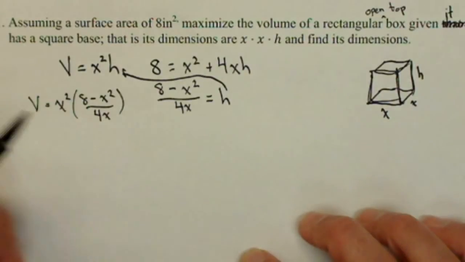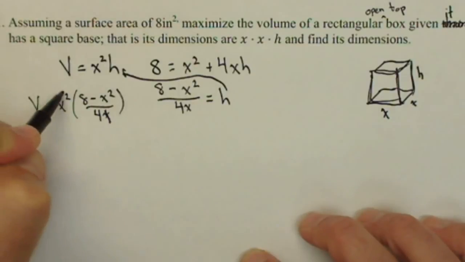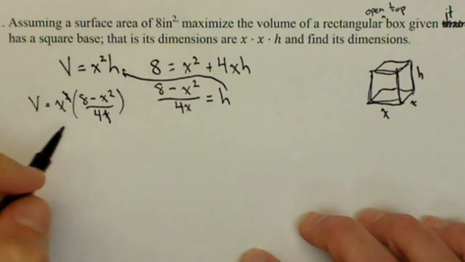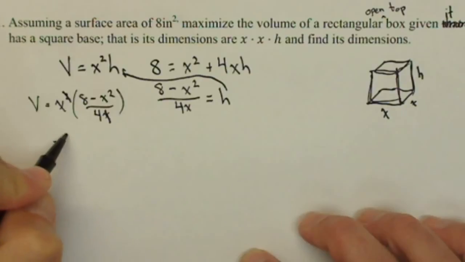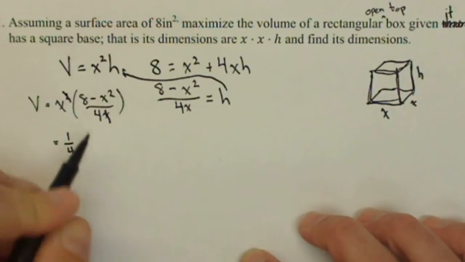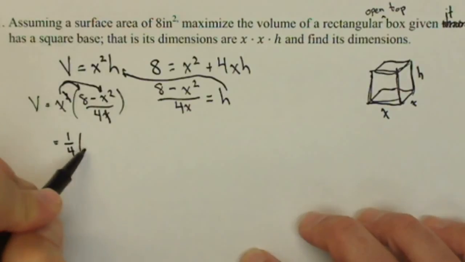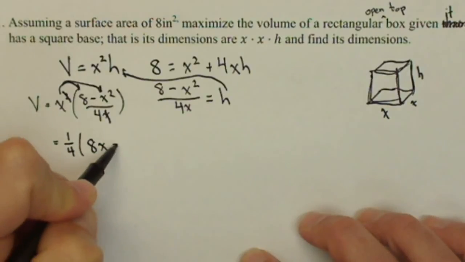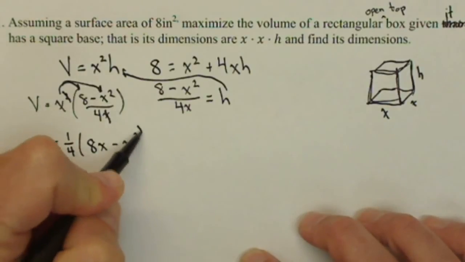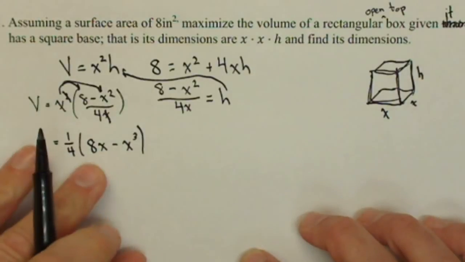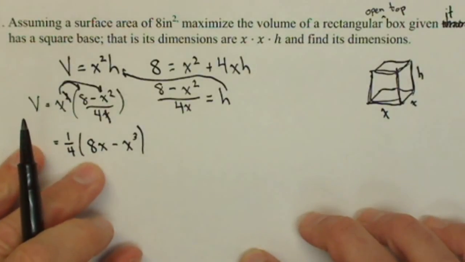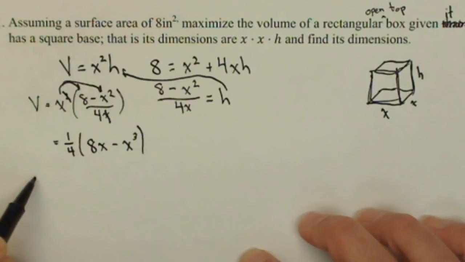Now we need to simplify, and we can cancel an x out between those two. And I'm going to rewrite this. I'm going to pull the 1/4 out front and now distribute that x to the remaining terms, so times 8x minus x cubed. So there is the function I'm trying to maximize, and we do that by taking the derivative.